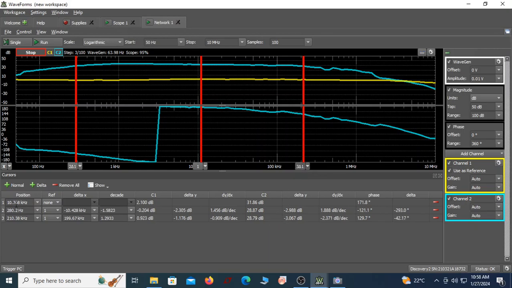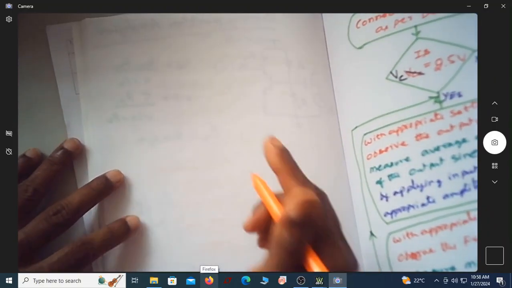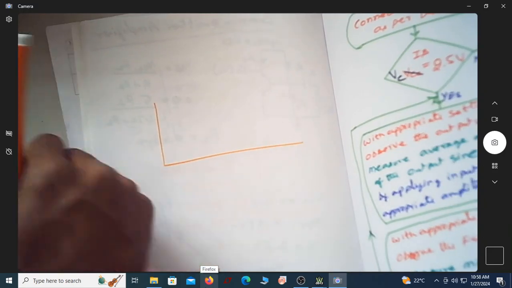Now this is one frequency, this is the other frequency. So this is actually the bandwidth of the amplifier. So what we are trying to do now is obtain the frequency response, which is something like this.